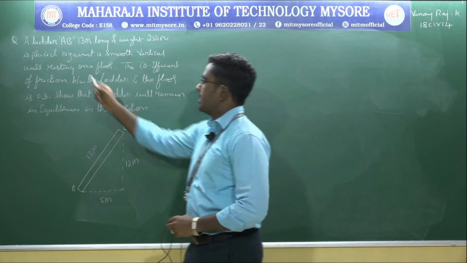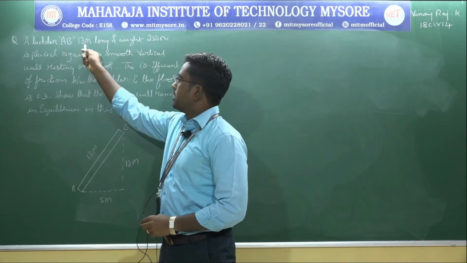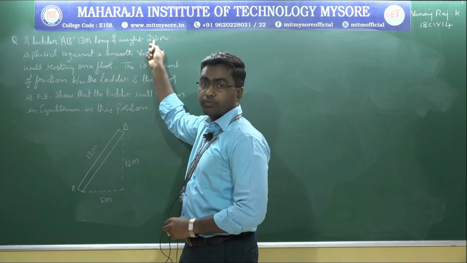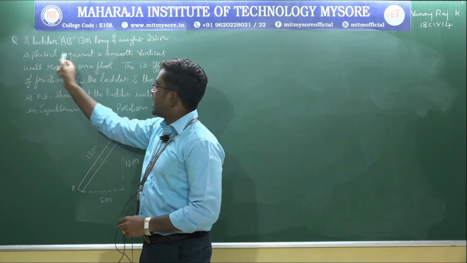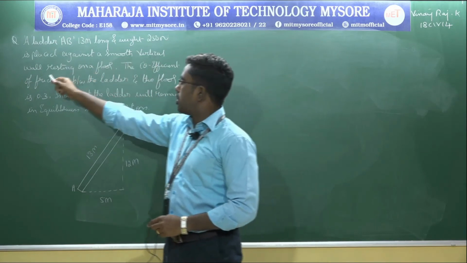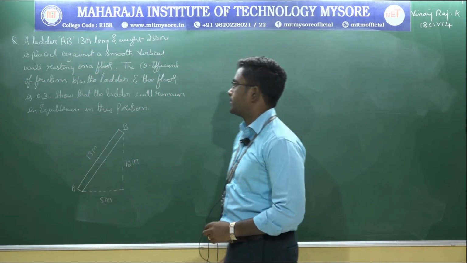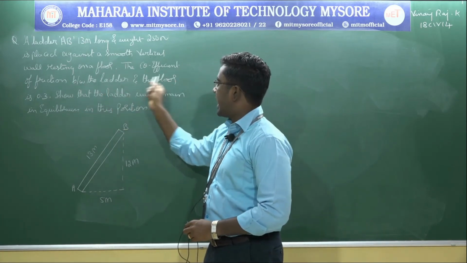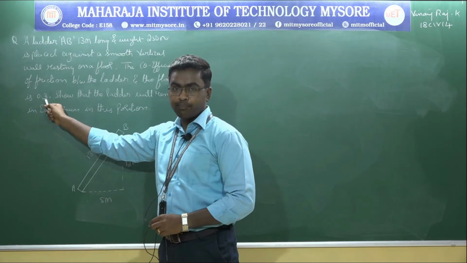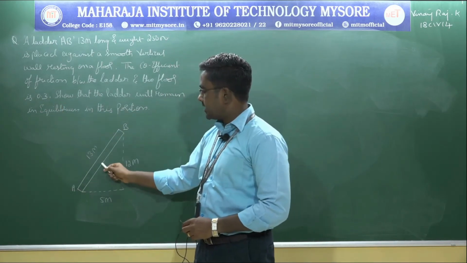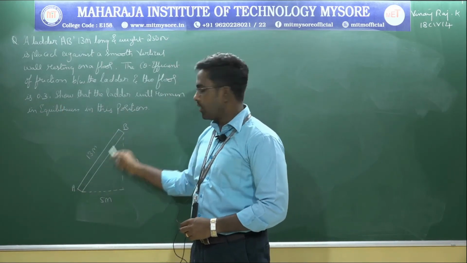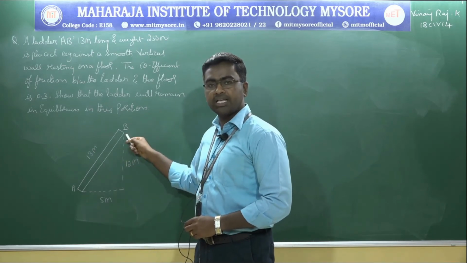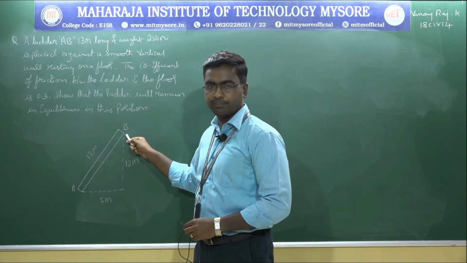So here a ladder AB is 13 meter long, and the self weight of the ladder is 250 Newton. It is placed against a smooth vertical wall resting on the floor, right? The coefficient of friction between the ladder and the floor is 0.3. That means this ladder is resting on the wall and the horizontal floor, and this vertical wall is completely smooth so that there will be no friction.